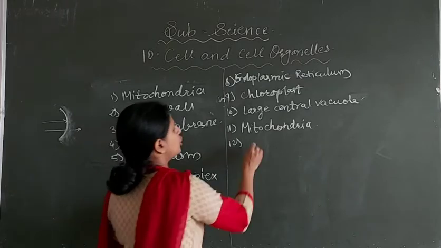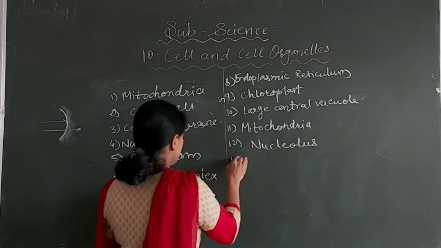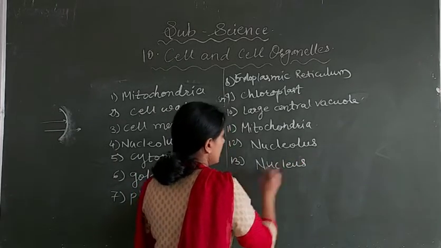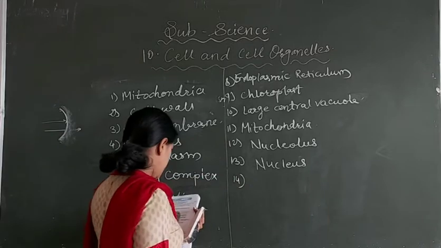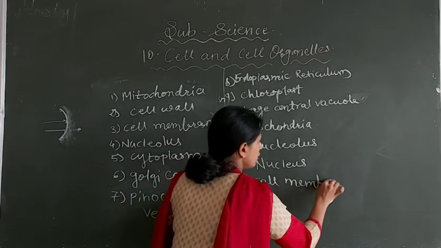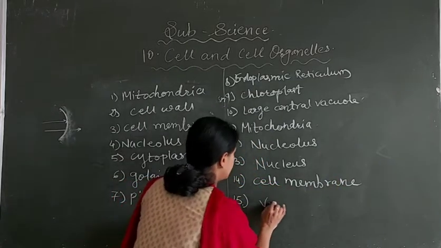12th one is nucleolus. Nucleolus. 13th is nucleus. Nucleus. The 14th one is the cell membrane. And the last one, that is 15, is vesicle.